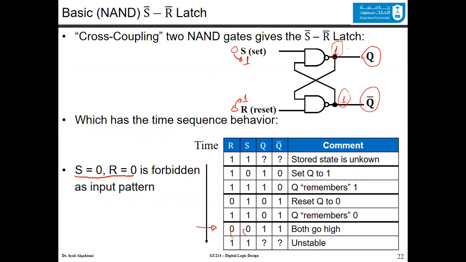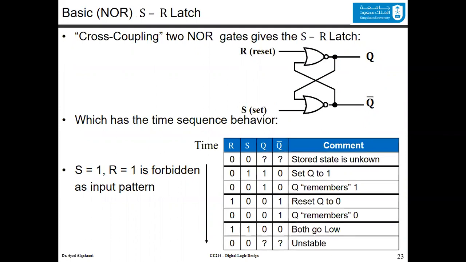And to get rid of this situation, we will forbid the usage of S equal to 0 and R equal to 0. Now, we will have the other implementation of the same idea using a NOR circuit. You can follow the input as I discussed it in the NAND latch, but here I'll explain it the easy way. If you have the value 0, 0, you are saving the state.